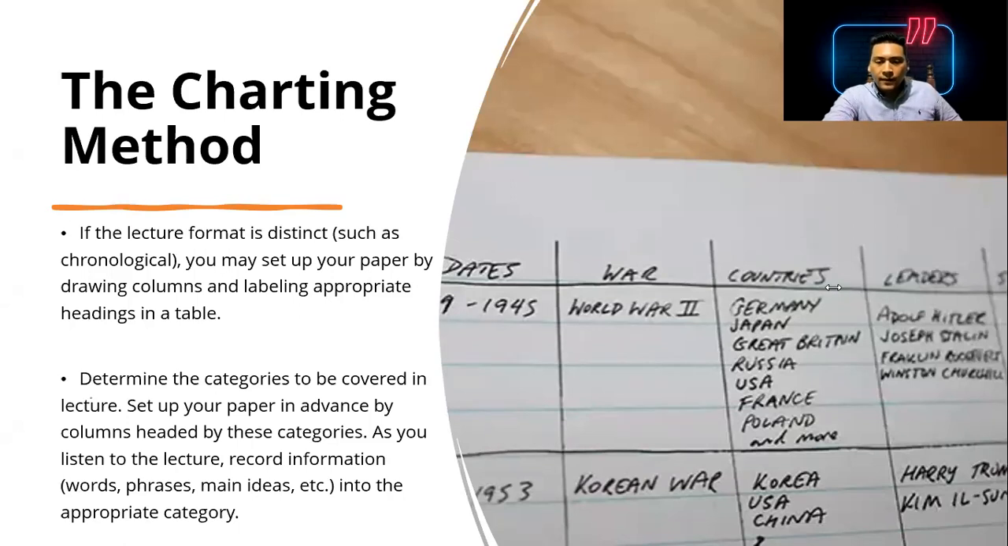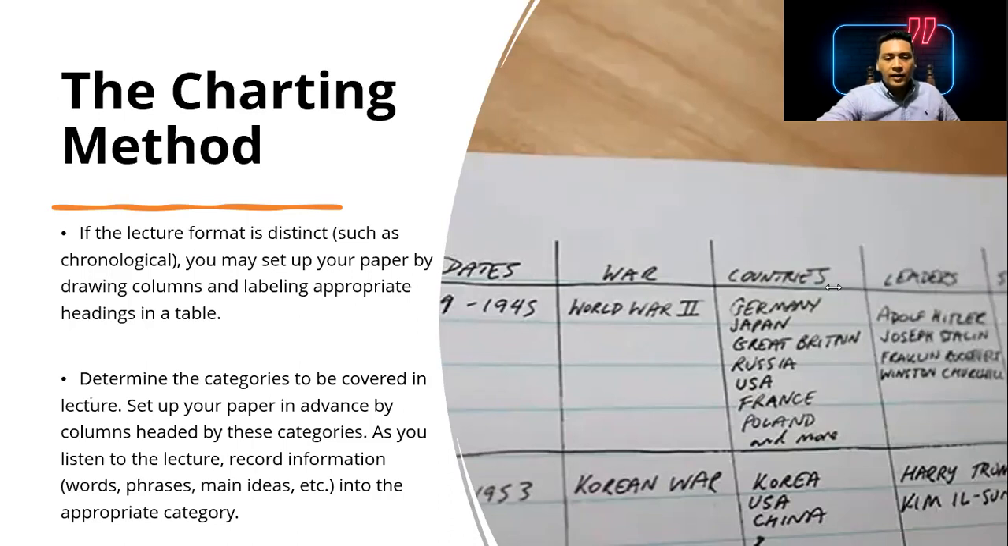If the lecture format is distinct, such as chronological, you may set up your paper by drawing columns and labeling appropriate headings in the table. Determine the categories to be covered in lecture, set up your paper in advance by columns. By these categories, as you listen to the lecture, record information, words, phrases, main ideas, etc. into the appropriate category. Very good. Thank you very much, Rocio.